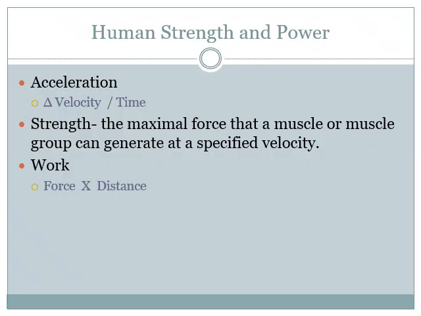Work is force times distance. Basically, it's the product of the force exerted on the object and the distance over which it's moved. And then power is work divided by time, or force times velocity. So power has two different equations at play here: work divided by time, and also note, force times velocity.